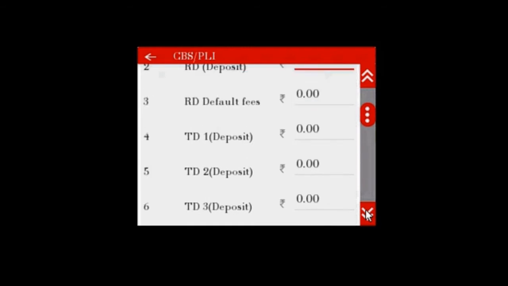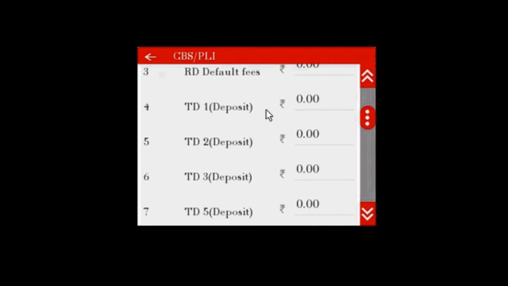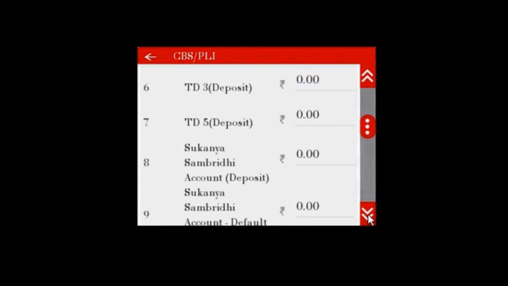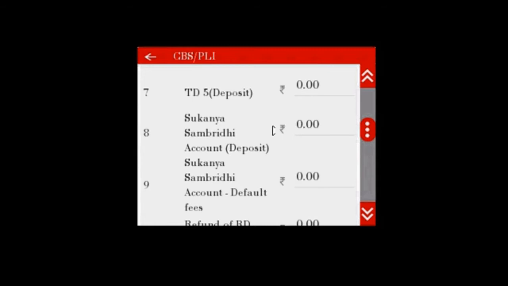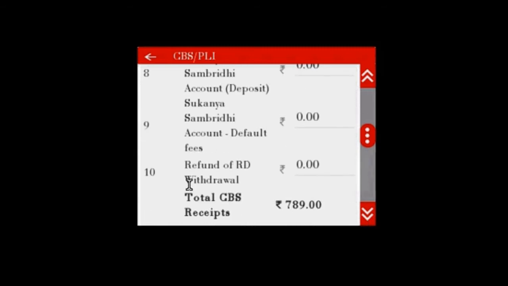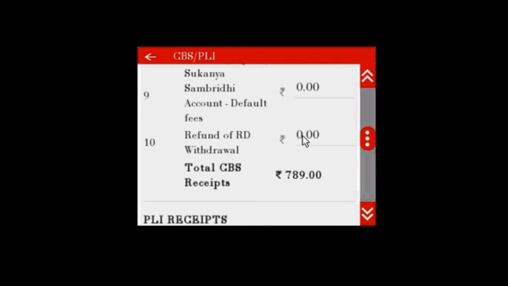Deposit will come under the receipt option. If there is TD deposit, 1 year TD, 2 year TD, 3 year TD, whatever deposit we have made, we'll have to make entry in the respective column. That is Sukanya deposit, Sukanya Samriddhi account default. If any default is there, each and everything is to be entered in the respective column. If there is RD withdrawal, that will have to be incorporated here.